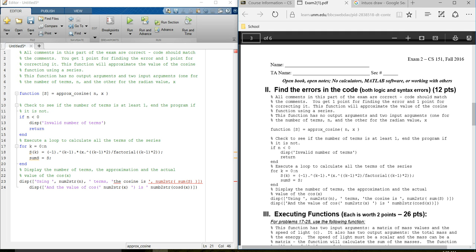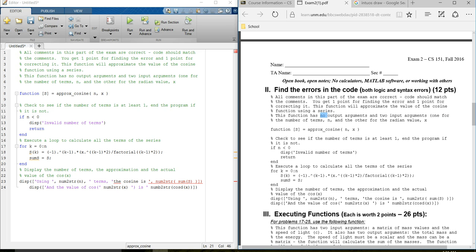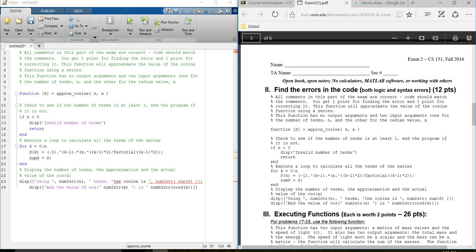This function will approximate the value of the cosine function using a series. Okay. The function has no output arguments and 2 input arguments, one for the number of terms n and the other for the radian value x. So the function has no output arguments. That's what I see. I see that we have an output for s. And so I would just delete that. Also down here, you see that we don't have anything ending the function. So I would put return or end.